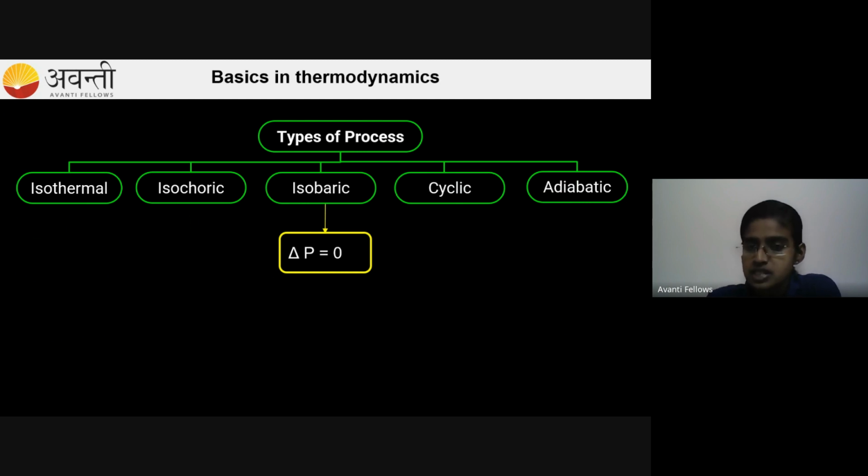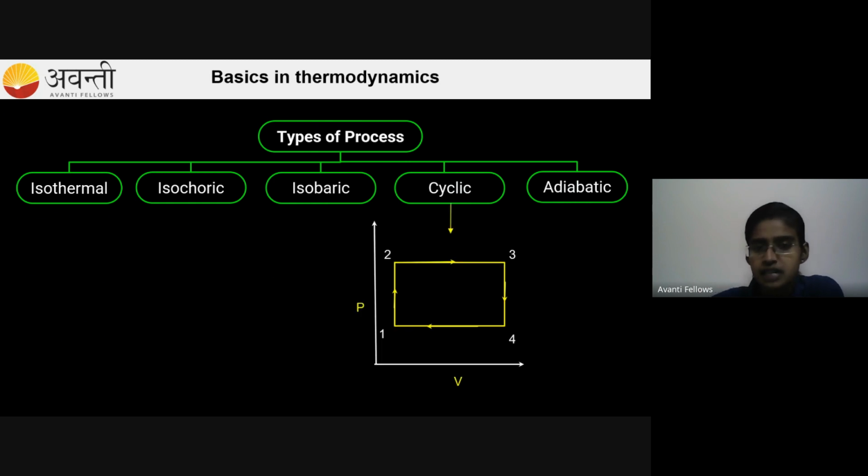And the fourth process is the cyclic process. Cyclic means, you see here, I am starting from 1 and going to 2, and from 2 I am moving to 3, and from 3 I am coming to 4, and from 4 again I am coming to 1. So this is called a cyclic process. I am starting from 1 and ending with 1. So the initial point and the final point are going to be the same for a cyclic process, however many steps there may be.